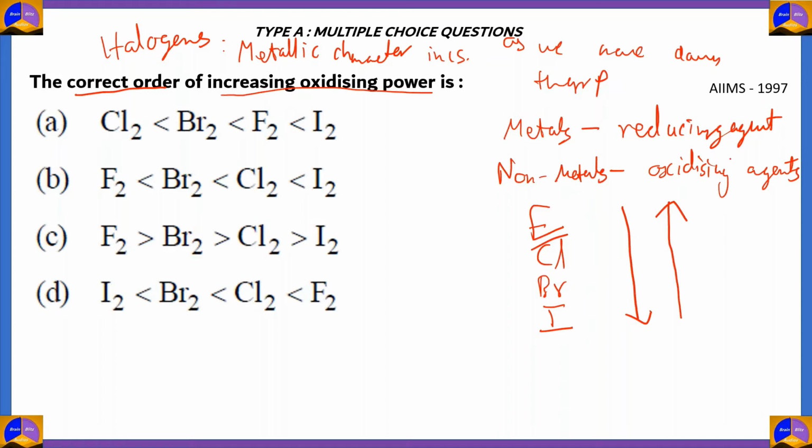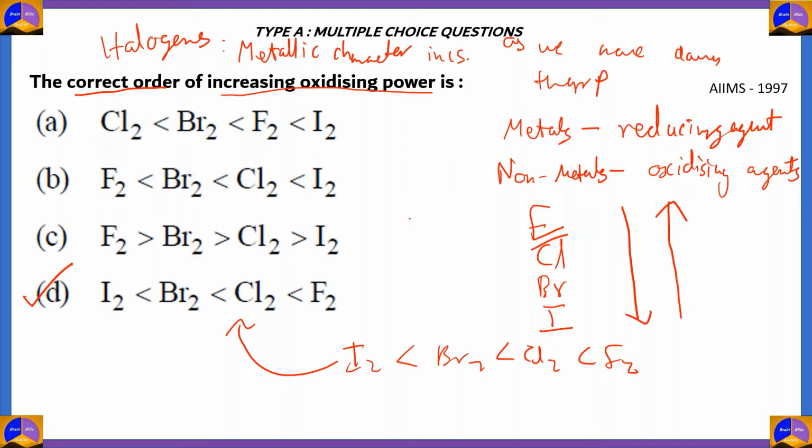So therefore, it should have the highest oxidizing power. Conversely, iodine has the most metallic character, and therefore it must have the least oxidizing power. And it varies as I2 < Br2 < Cl2 < F2, which is option D. So option D is the right option.